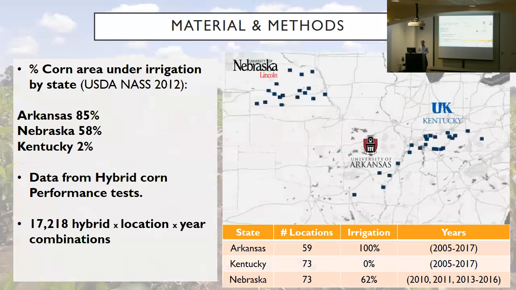We used information from corn performance tests conducted between 2005 and 2017 in 3 different states that presented different amounts of corn acreage under irrigation. We also used 17,000 hybrid, location, and year combinations. As you can see in this table, we used 59 locations in Arkansas, all of them irrigated. In Kentucky, 73 locations, all rain-fed. And in Nebraska, 73 locations with 62% irrigation.